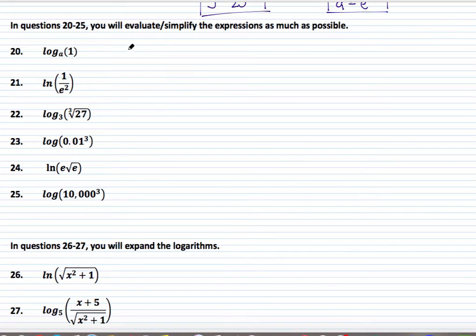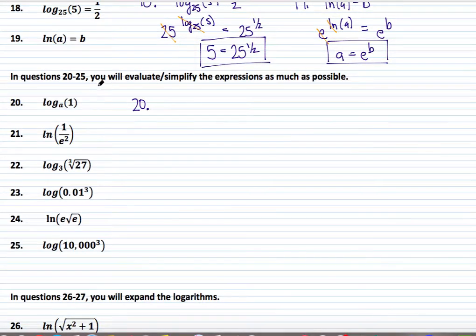So, putting all of this together, we move on to numbers 20 through 25. So I want to evaluate or simplify these as much as possible. So here I have log base a of 1. And so what I want to know here is, a raised to what power is equal to 1? Well, I can easily recall that the only way to consistently get 1 for any value of a would be to raise it to the 0 power, right? Which means that this quite simply could be simplified to be 0.